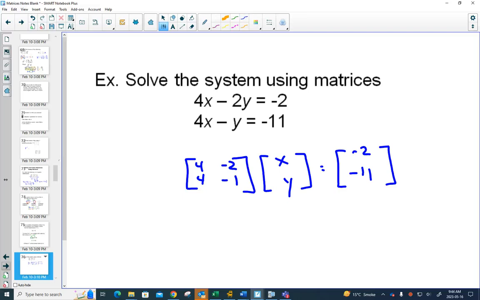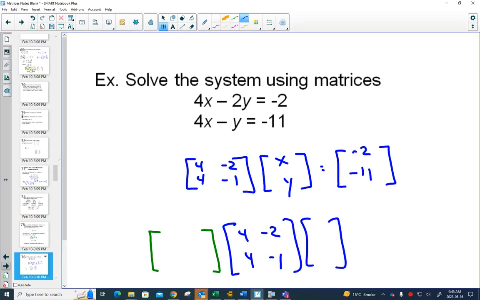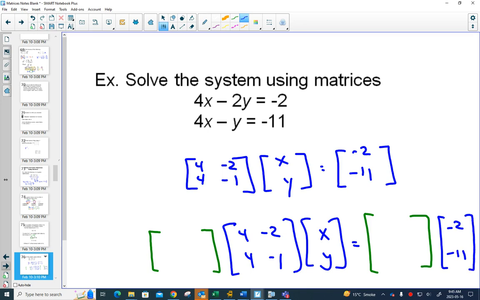We are going to, and I'll write it in green in front here, find the inverse of 4, -2, 4, -1, and put it in front on both sides. How do we find the inverse?